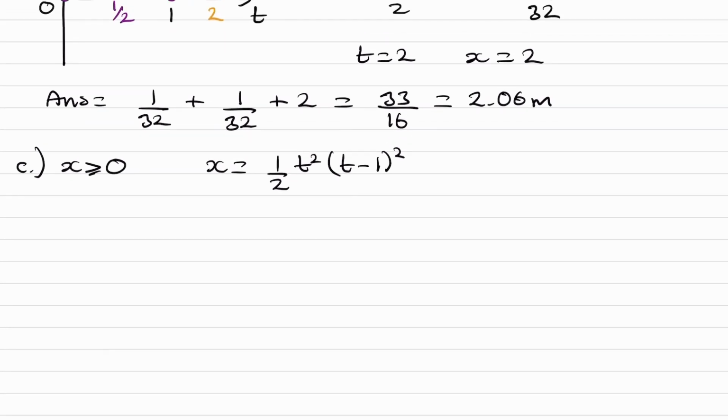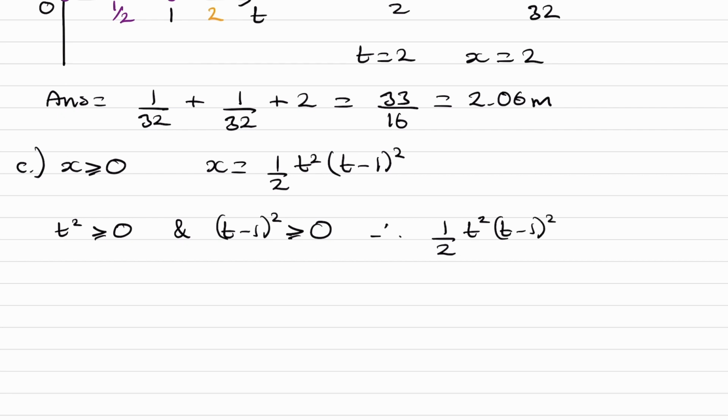Well, if we look at the components of this equation, t squared, it's a square, something squared. This must always be positive. Same thing with t minus 1 squared. That must also always be positive. Well, that will therefore mean, if we're timesing half, which is positive, by t squared, which is positive, by t minus 1 squared, also positive, this whole thing is positive, so x must be also positive. And that's it. That will be your answer for part C.